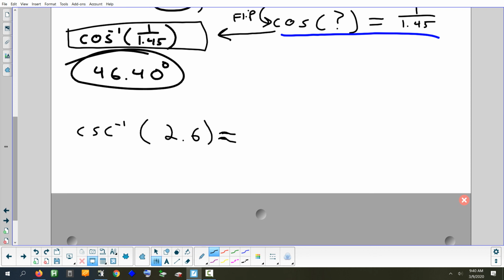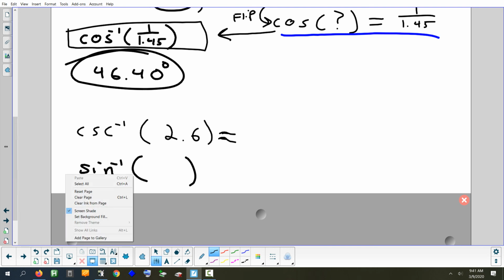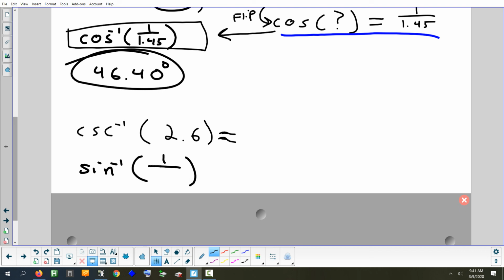Okay, first thing, do we have a button for inverse cosecant? No. So what trig function can we change it to? Sine or inverse sine? Inverse sine, yep. So now you changed it to a trig function you have a button for, but now you also have to change 2.6. What does 2.6 turn into? 1 over 2.6. So when you're doing inverse trig like this, it still has to do with flipping something, just like last week, but it's a little different. You're flipping what's in the parentheses.